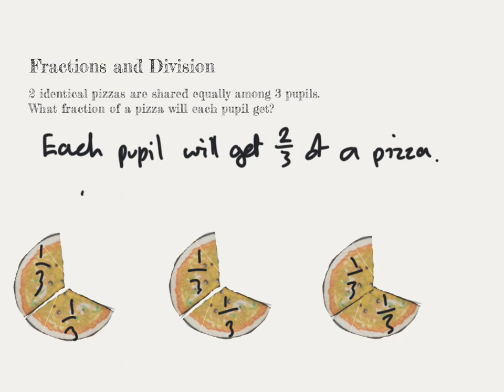And what's our number sentence? 2 divided by 3, so 2 pizzas shared into 3 groups equals 2/3. Let's see if we notice something there. So the number we started with is our numerator. The number we were sharing into is our denominator. Let's see if that's always the case.